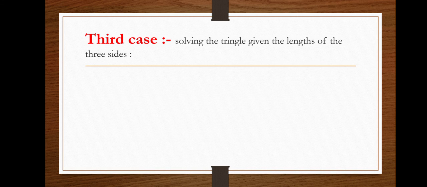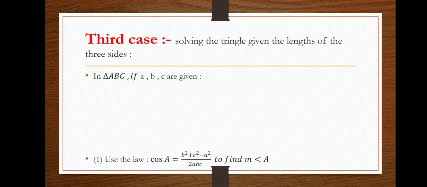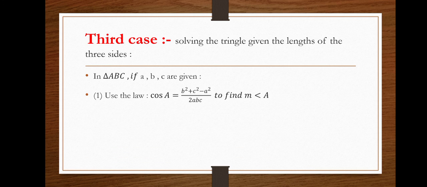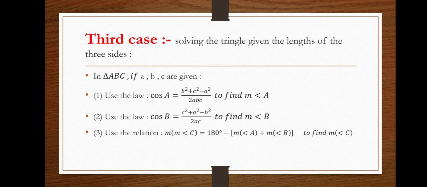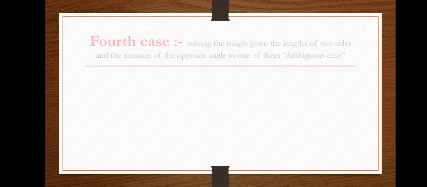Third case, solving the triangle given the length of the three sides. In triangle ABC, if a, b and c are given, use the law cos A = (b^2 + c^2 - a^2) / 2bc to find the measure of angle A. Use the law cos B = (c^2 + a^2 - b^2) / 2ac to find the measure of angle B. Then find the measure of angle C by 180 minus (measure of angle A plus measure of angle B).